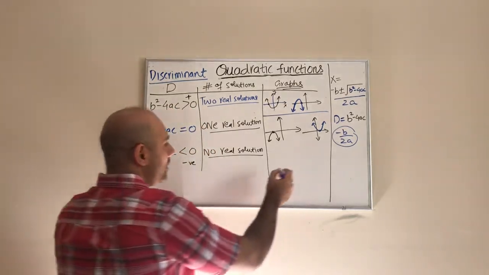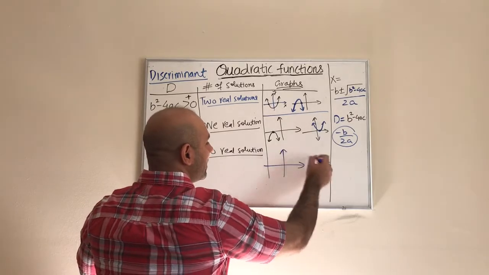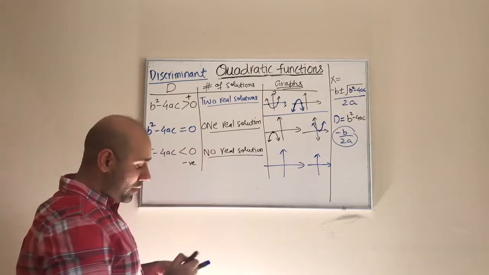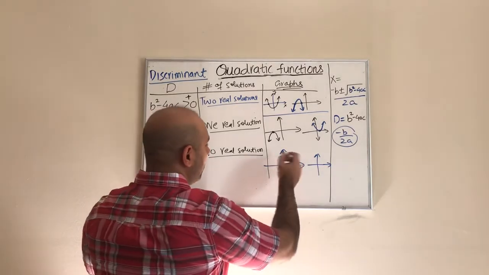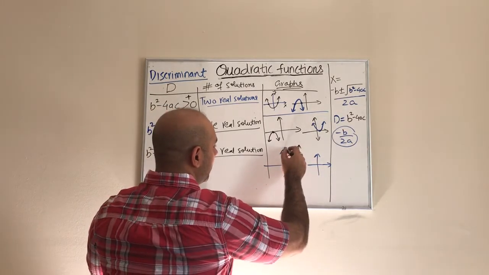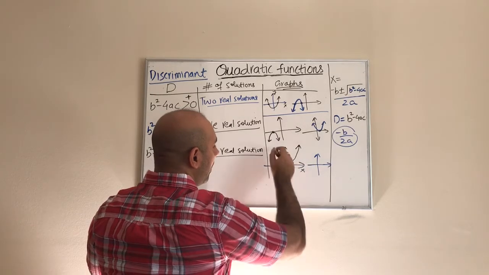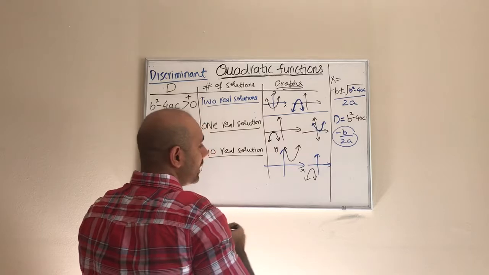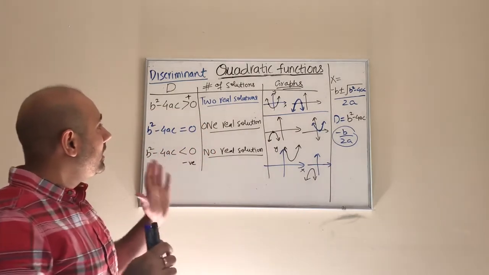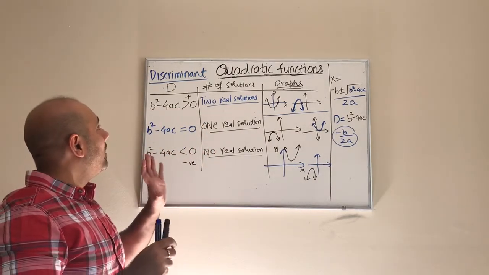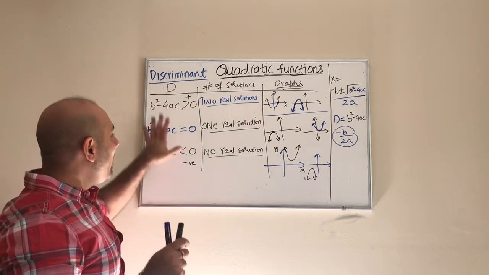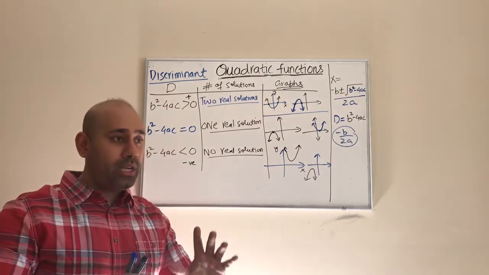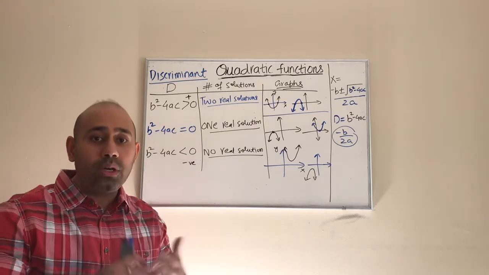And then no real solution obviously means that it does not touch the x-axis at all. So if it opens up, it could be, let's say, like this. It is not touching the x-axis at all, no real solution, or it could look like this. Again, not touching the x-axis at all. Okay, guys, these are the 3 possible values for the discriminant, and based on those values, one can say whether there are 2 real solutions, 1 real solution, or no real solution.